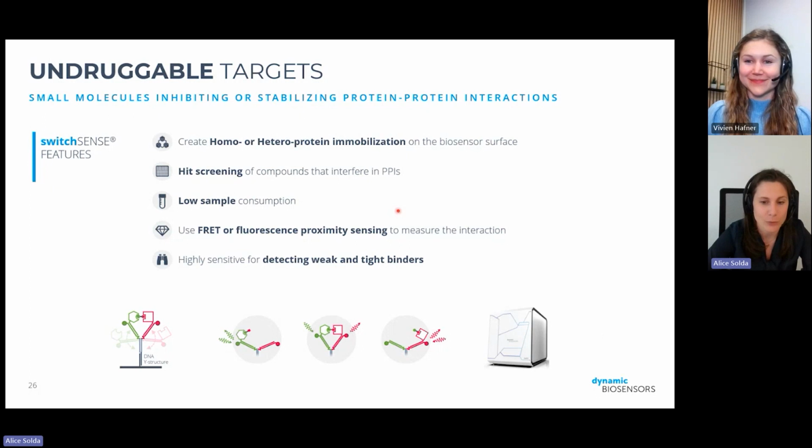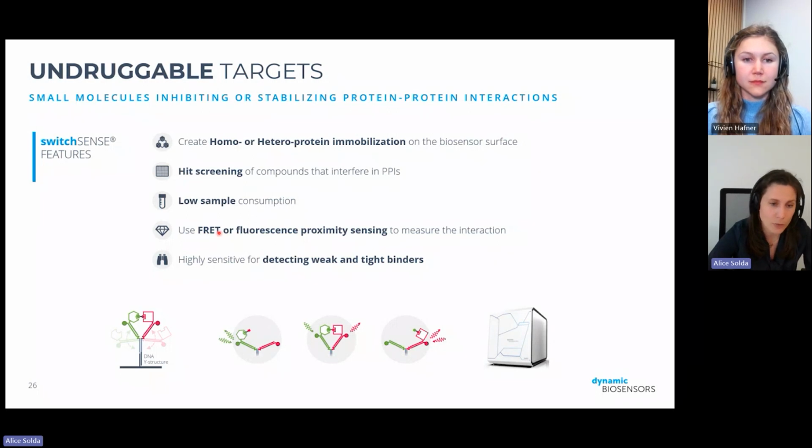And I would like to summarize that the Y structure per se is a super tool, I would say, and I hope it will be very useful in the field to measure inhibition, but also stabilization of protein-protein interaction. And again, you can create homo and hetero protein immobilization. You can do a screening without pre-incubation. You have a very low sample consumption, because overall the final concentration is in the picomole amount of protein. And you can use both FRET for the ternary and the fluorescence proximity sensing for the binary as extra information. And again, we can measure a relatively broad range from the nanomolar to the micromolar range.